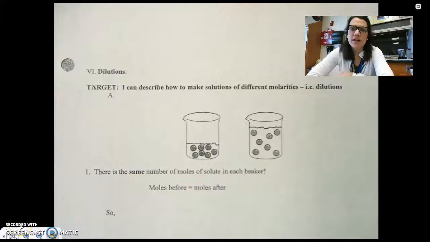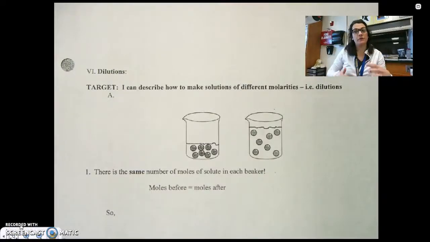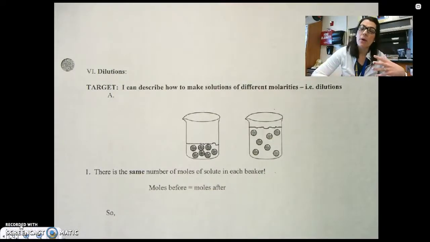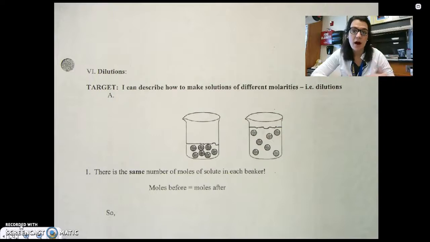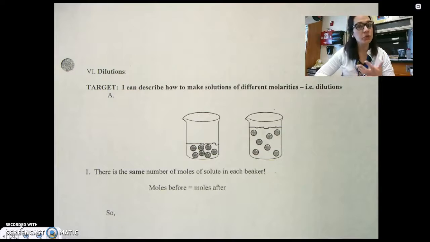Hey guys, so this video is going to be about dilutions. Now that we know how to make a solution using molarity, moles over liters, we can have a solution and then make the molarity lower by adding more water. And that's ultimately called a dilution.